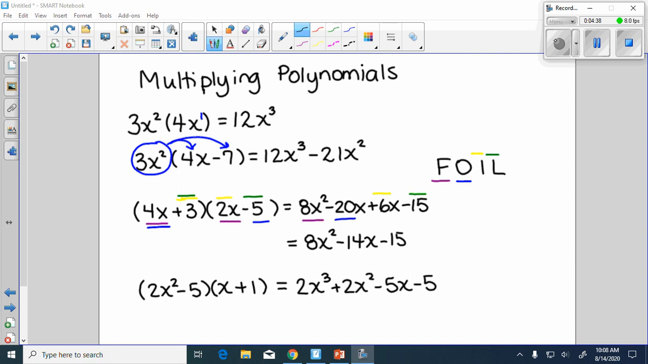So the first terms give us 2x cubed. And our outside terms give us 2x squared. Our inside terms give us negative 5x. And our last terms give us negative 5.